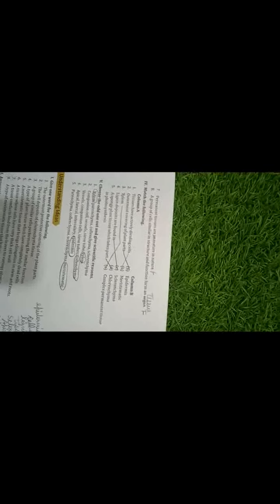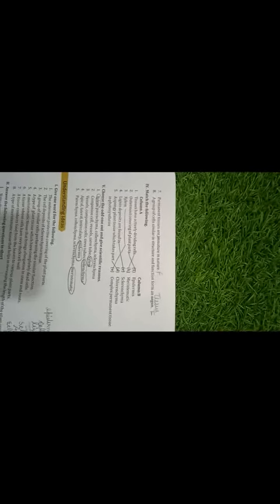Now comes your fourth question, that is match the following. The first part is tissues have actively dividing cells. Which tissues have actively dividing cells? That is your B part, meristematic. Next one, outermost covering of plant parts is A part, epidermis.